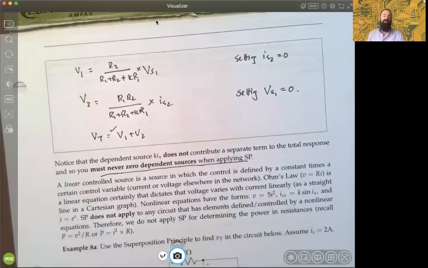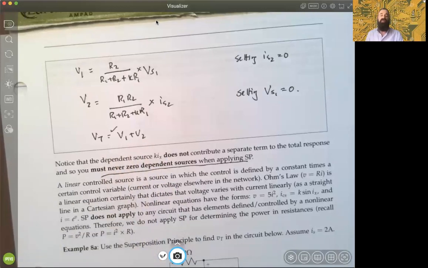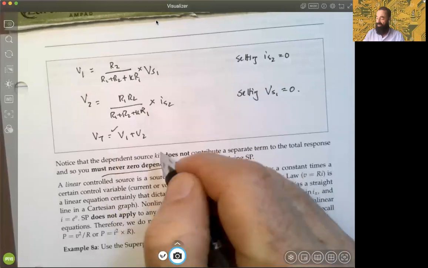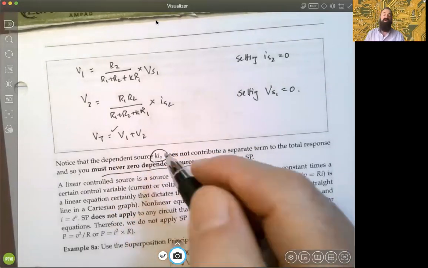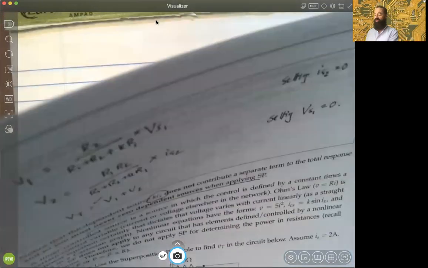So one thing to realize is that the superposition principle does not apply to any circuit that has elements defined or controlled by nonlinear equations, okay? So the assumption with superposition, this adding of responses, is that all the controls associated with dependent sources are linear, okay? Nothing with squares or sines and cosines, things like that, okay? So that's important. Those are the conditions we need to have before we apply it.